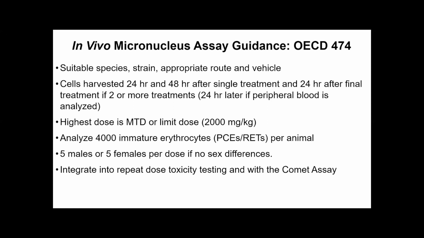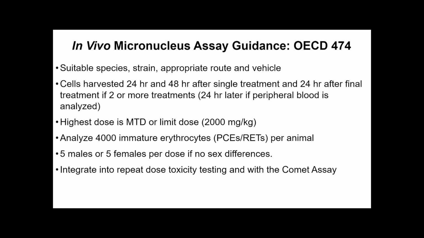When you do a rangefinder, you do males and females, and you use the sex that responds the best or is most toxic to. If there's no sex differences, you can use 5 males, and there's some push now to use 3 males and 3 females in each dose group. And you can integrate this with repeat dose testing.